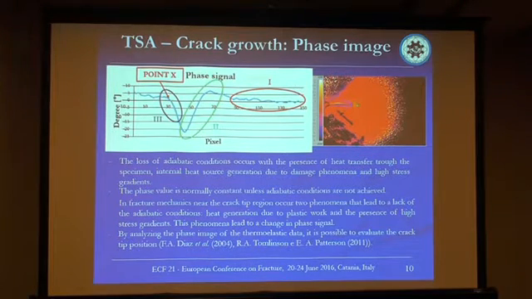Then, near the crack tip region, two phenomena occur that lead to a lack of the adiabatic condition: the heat generation due to the plastic work and the presence of high stress gradients. So there is a variation in phase signal from positive to negative. Then the phase signal value along the crack growth direction returns from negative to positive, so we can estimate the position of the crack tip when the signal returns to a positive value.